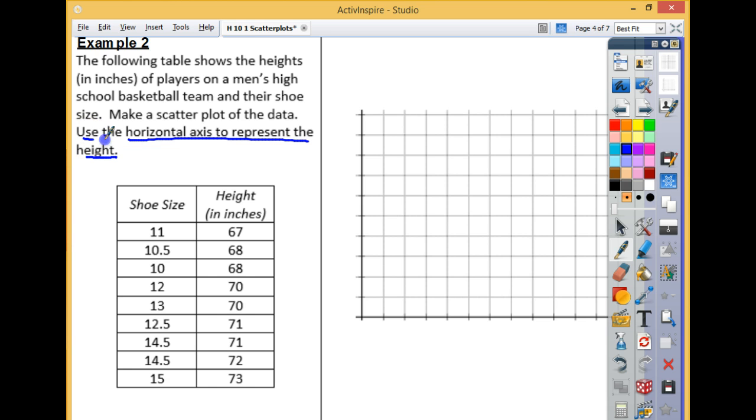Okay, now this one says use the horizontal axis to represent the height. So this one's going to be our what? X? And what will this one be? Now this one's going to be our y, so it's kind of like backwards day here, isn't it? So we want the height to go down here. Height in what?